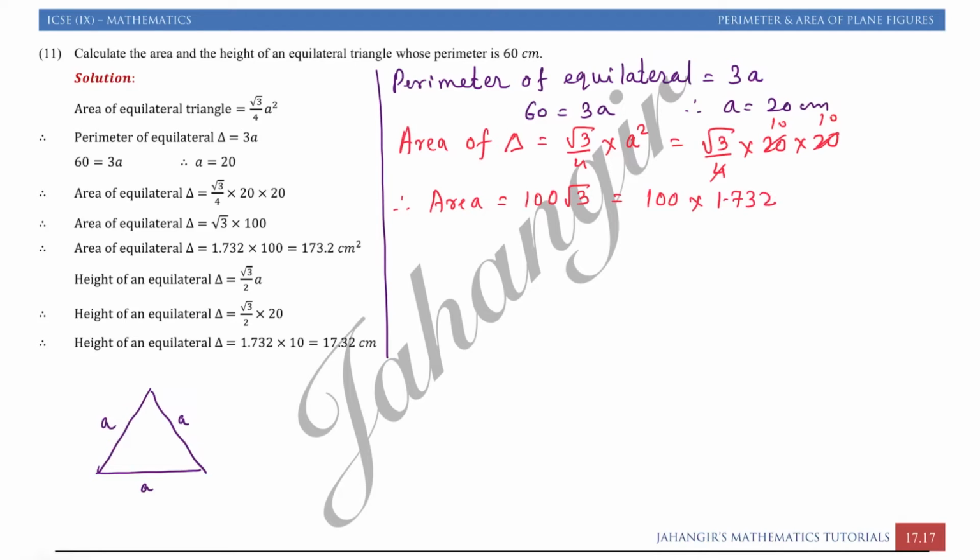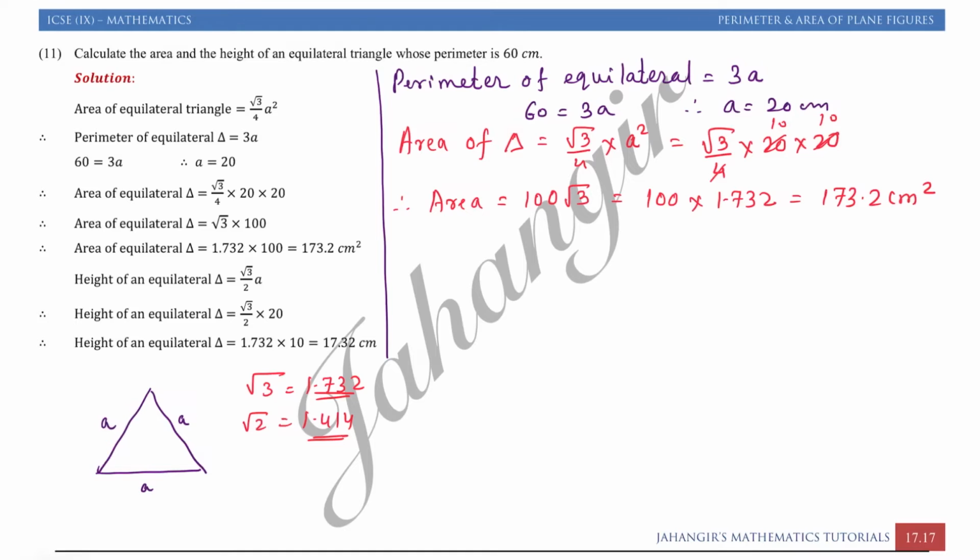1.732. You have to memorize the value of root 3. The root 3 is always 1.732, and root 2 is 1.414. Just put value up to 3 decimal places. Do not round it off. That is 173.2 centimeters square.